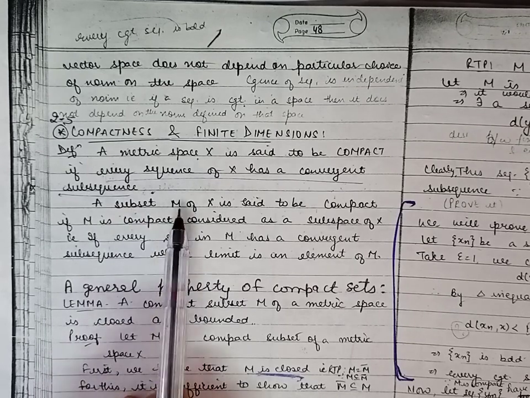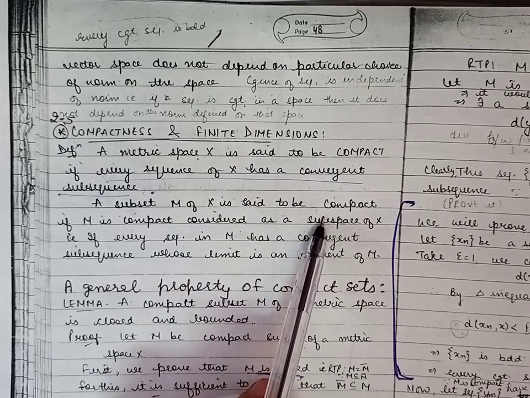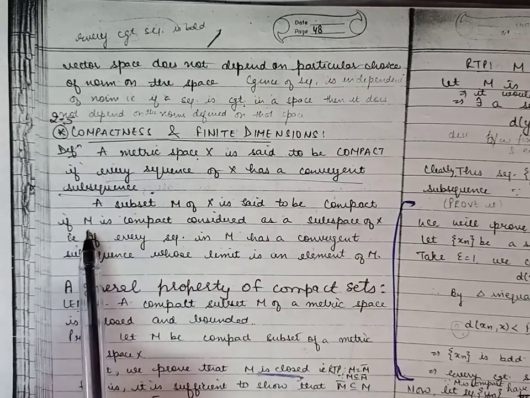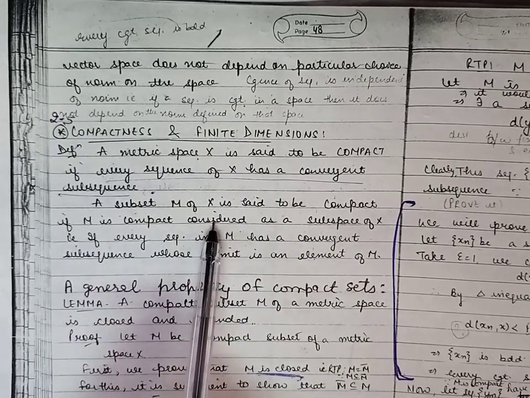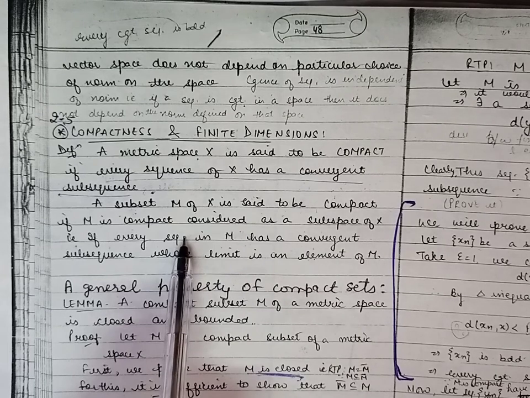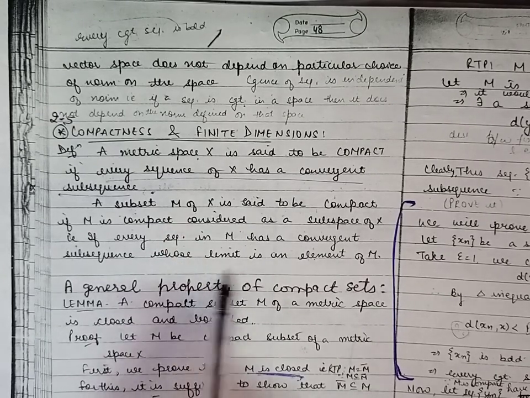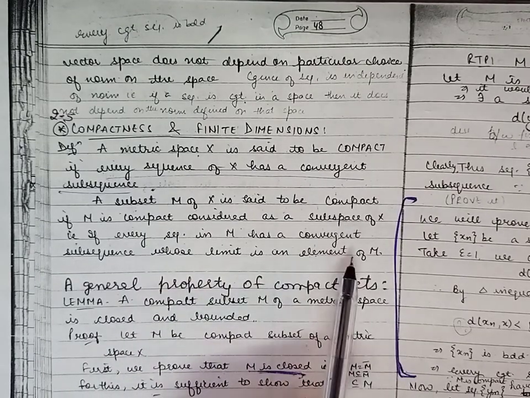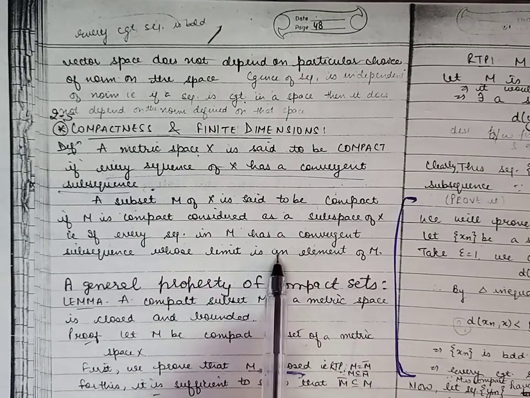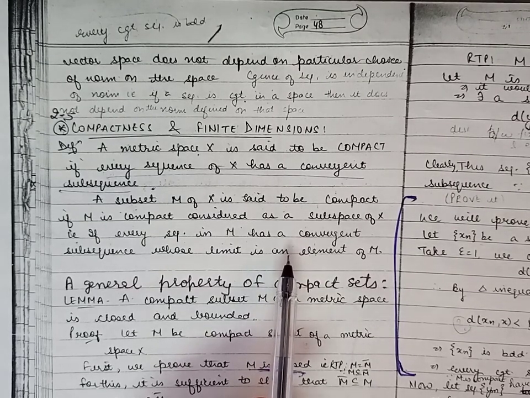A subset M of X is said to be compact if M is compact considered as a subspace of X. It means every sequence in M has a convergent subsequence whose limit is an element of M. So if this condition holds, we say that the subset M of X is compact.